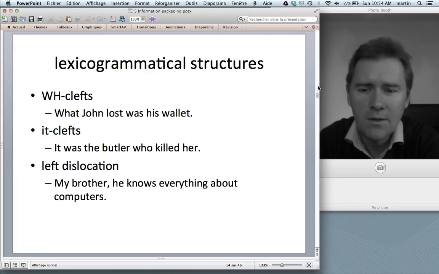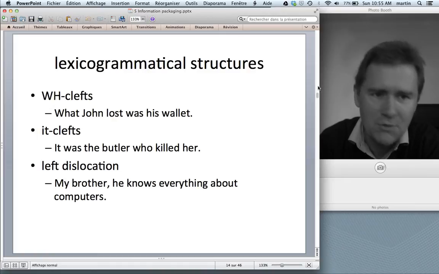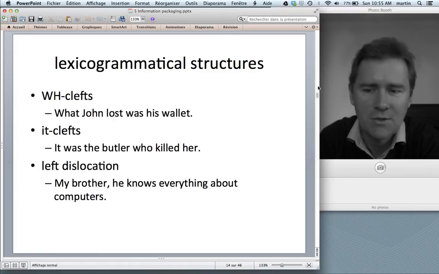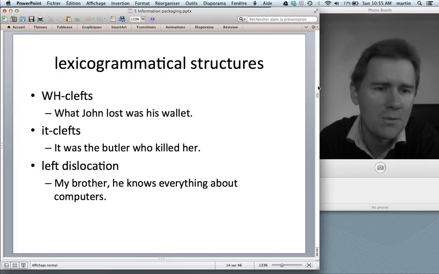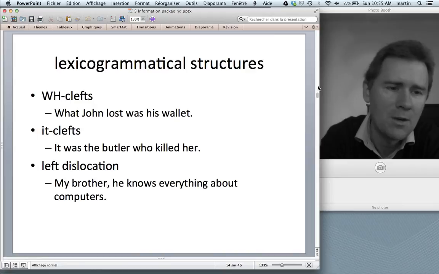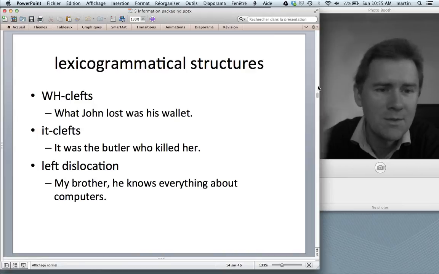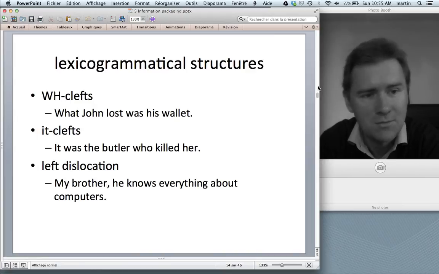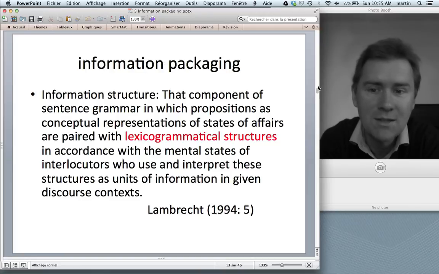And there's a bunch of information packaging constructions. Left dislocation is another one. My brother, he knows everything about computers. Right, so those are the structures that we're talking about. They are sentence level constructions, so that's why he says it's a piece of sentence grammar.